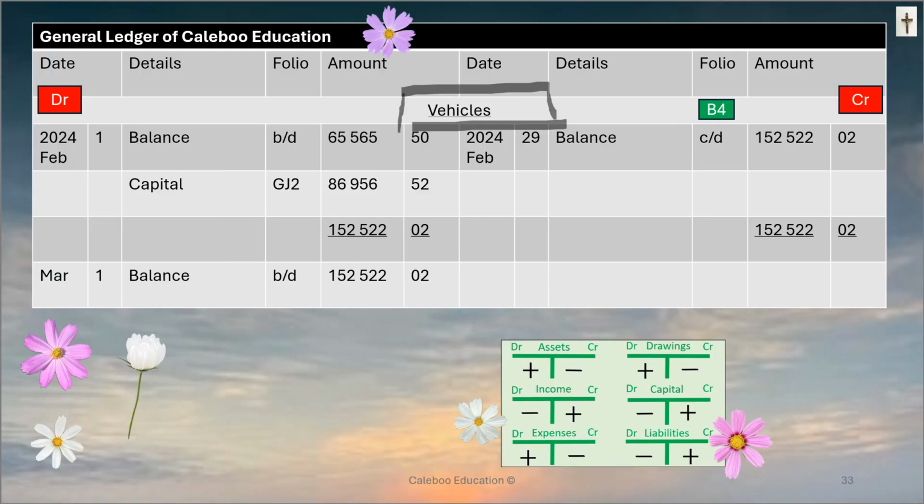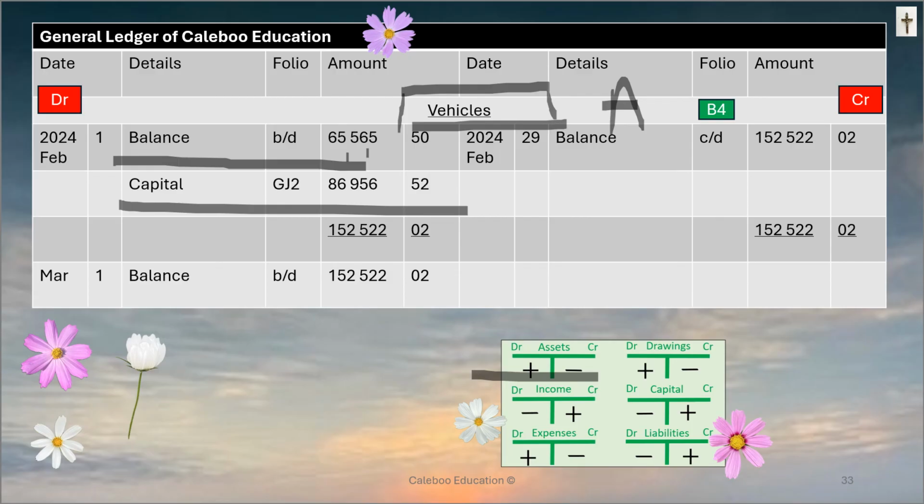So yeah, we got vehicles. I've got all the information in here already. We started with the balance brought down. Remember, vehicles is an asset. Assets have debit balances. There's the balance. Where was this amount obtained from? The previous month's trial balance. I've gone through that already. Then there was a transaction that took place. The owner contributed a vehicle. That is the amount less VAT.